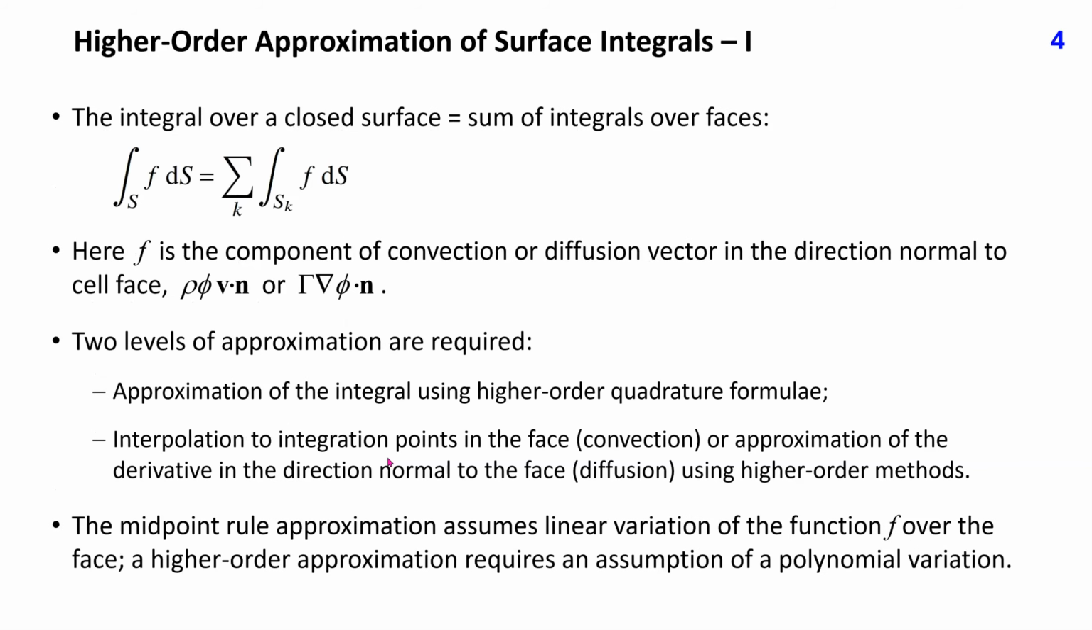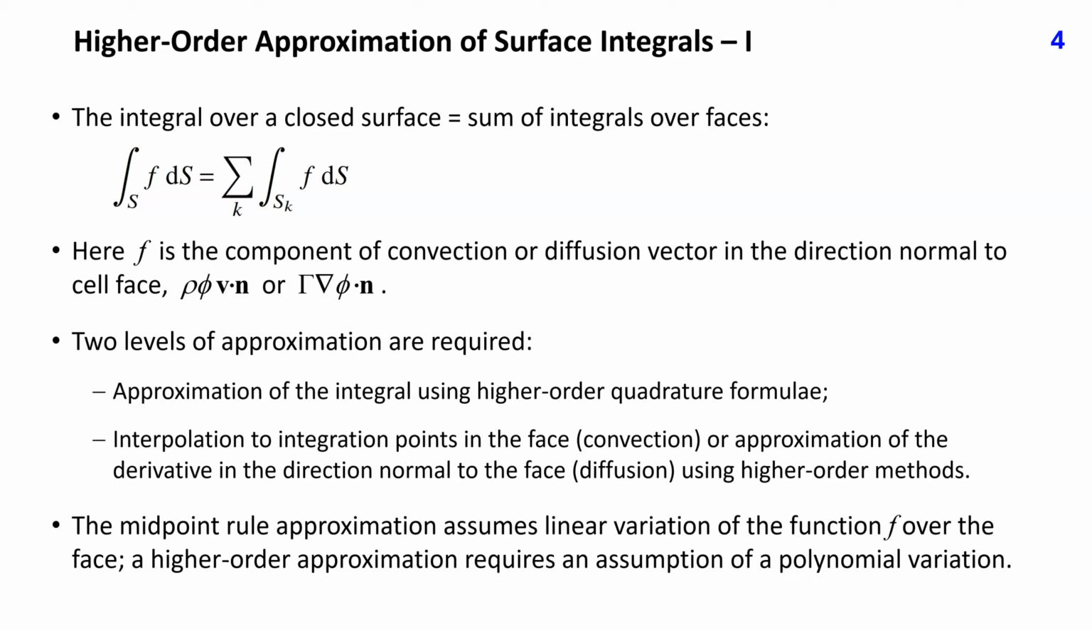The integral over the closed control volume surface is equal to the sum of integrals over its faces. For the sake of simplicity, we consider an arbitrary function f and show how it can be numerically integrated over the face sk with order higher than second order of midpoint rule presented in the preceding lecture. In our transport equation, f stands for the flux vector component normal to cell face.